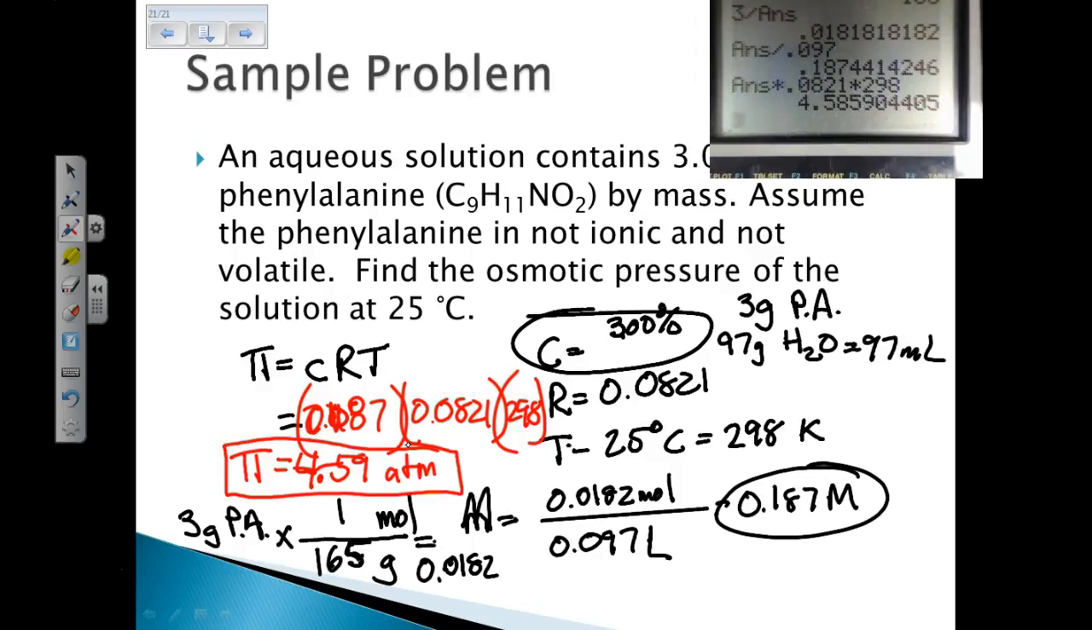And that is a big pressure. So that is an explanation of what osmotic pressure is and how we calculate it.